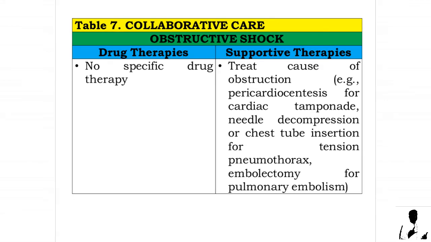Supportive therapies include treat cause of obstruction, for instance, pericardiocentesis for cardiac tamponade, needle decompression or chest tube insertion for tension pneumothorax, and embolectomy for pulmonary embolism.